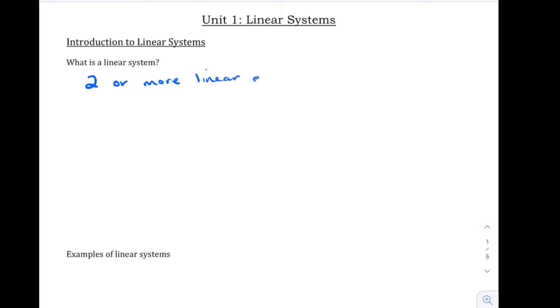So we remember what a linear equation was from grade 9. A linear equation was y is equal to mx plus b. Basically a line on a graph. That's where linear comes from.